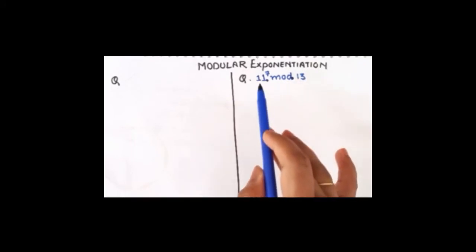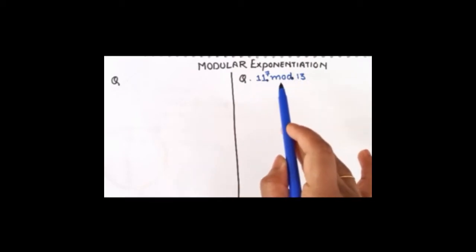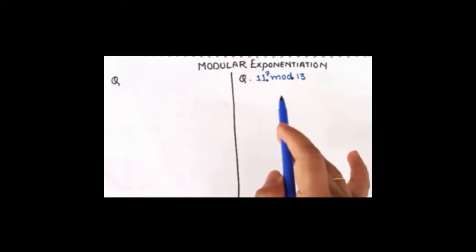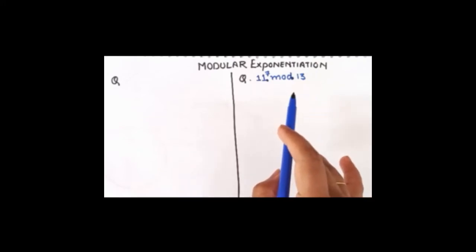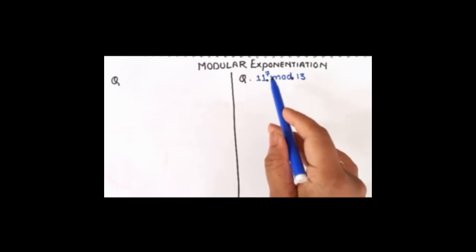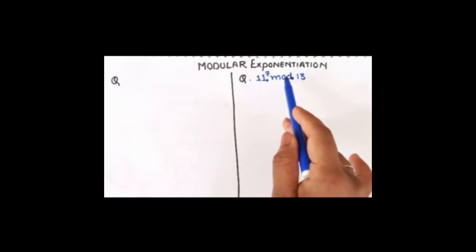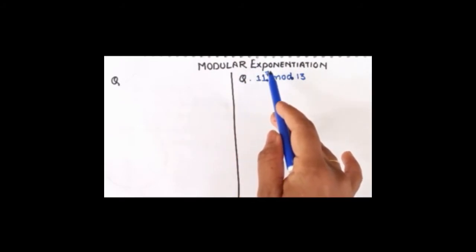But here, the question is 11 to the power 7 mod 13. So 11 to the power 7 is a big value, right? When you divide 11 to the power 7 by 13, what would be the remainder? That is the actual question. So modular exponentiation is the exponentiation that is attached to modularity in modular arithmetic. Can you see this? There's a term that is in exponentiation.